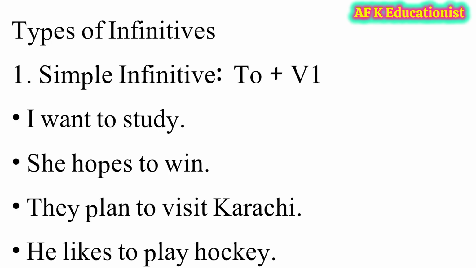Types of infinitives. 1. Simple infinitive. Formula: to plus V1. Examples: 1. I want to study. 2. She hopes to win. 3. They plan to visit Karachi. 4. He likes to play hockey.